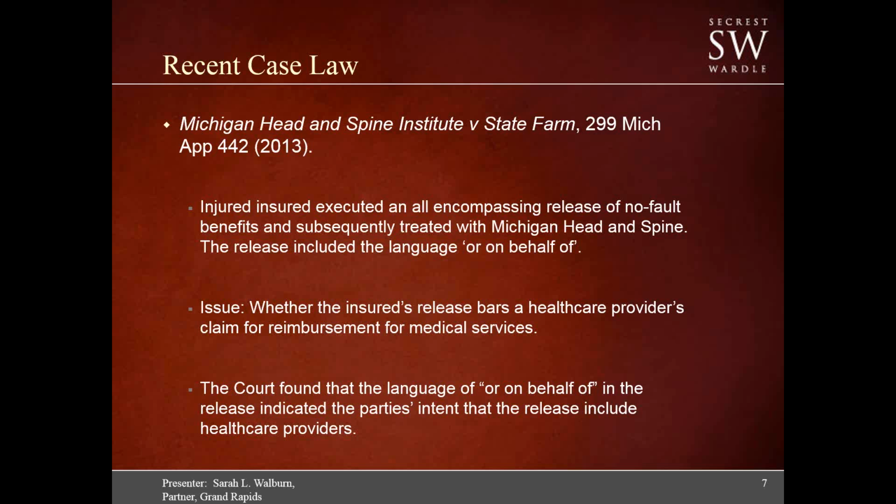So this case, Michigan Head and Spine Institute versus State Farm, allows us to create a release that will bar future claims or past claims by a provider. So make sure when you're doing your releases, especially if it's pre-suit, that you include that language "on behalf of" in your release. That will bar these medical claims later on.